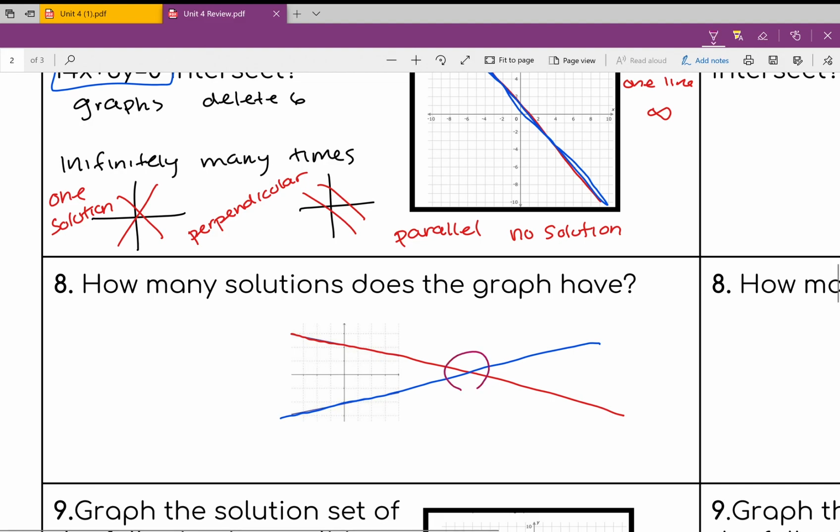It crosses right here. So since it crosses one time, we notice in number 7, it crossing means it has one solution. So one solution. That's the answer. So keep that in mind when you're on the test, that they might give you some graphs that look tricky. You just have to extend the lines. Okay, we're almost done.